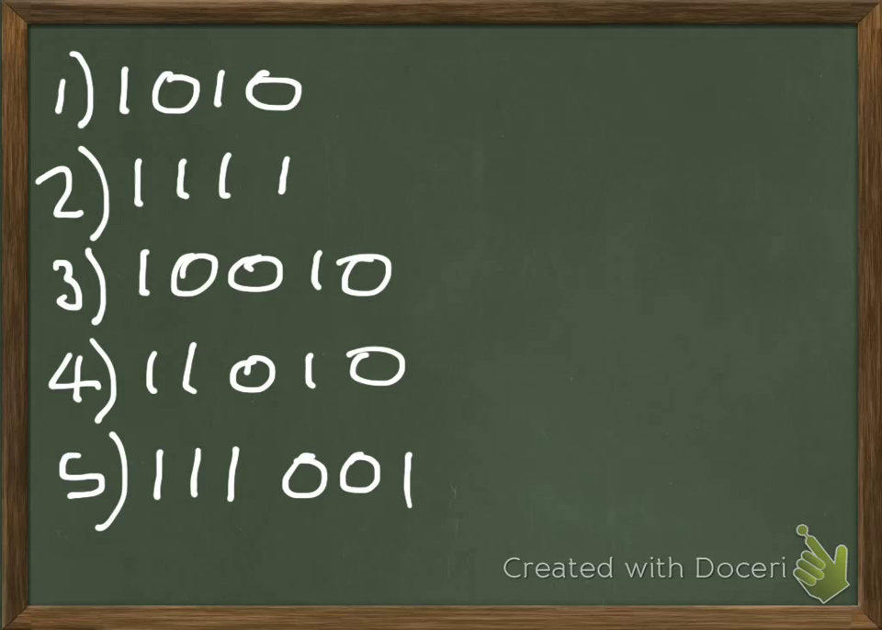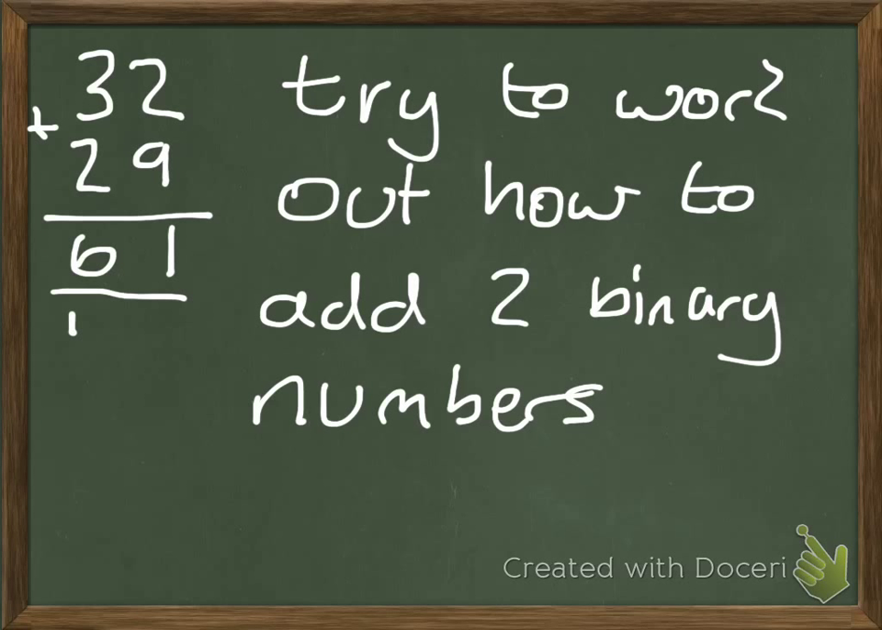Okay, over the page is another question for you to have a go at. What I'd like you to do is to think about how you would add 2 numbers in decimal form. So there's an example on the page here: 32 plus 29. You would do 2 plus 9, which is 11, write down the 1 unit and carry the 10 into the next column. 3 plus 2 is 5, plus the 10 that you carried is 6. So the answer is 61.